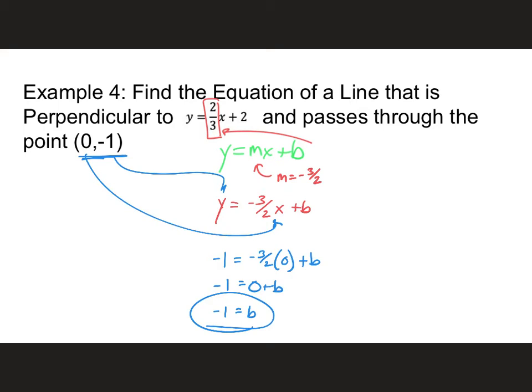Now I put it all together. So y equals m, it's this m right here, -3/2, x, and then plus b, which is -1. So my equation is y equals -3/2 x minus 1.